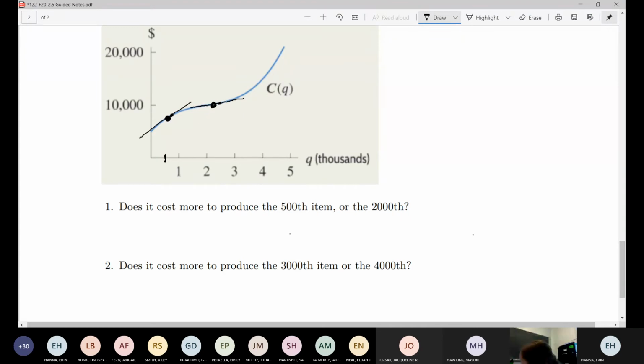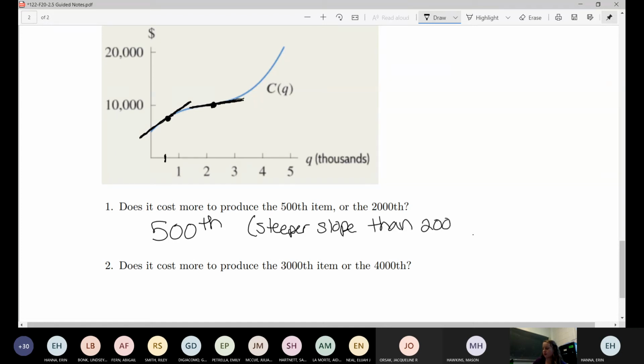That second line is very hard to see. Let me try to bold that a little bit. So between those two lines, which one has a steeper slope? Well, the steeper slope is the one on the right, the one from essentially my 500th item. So it's going to be the 500th item. It has a steeper slope than 2,000.